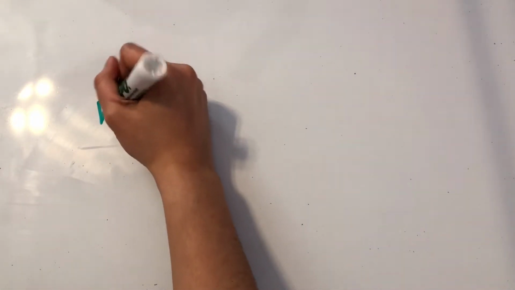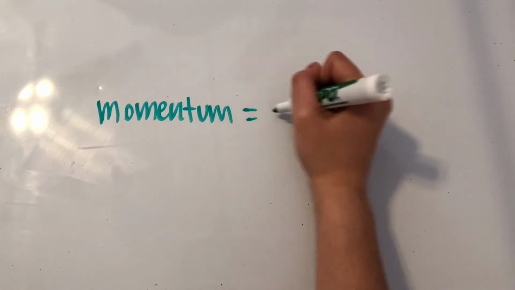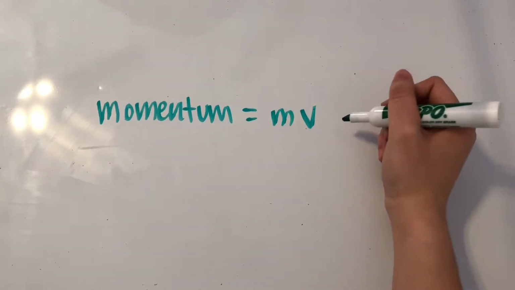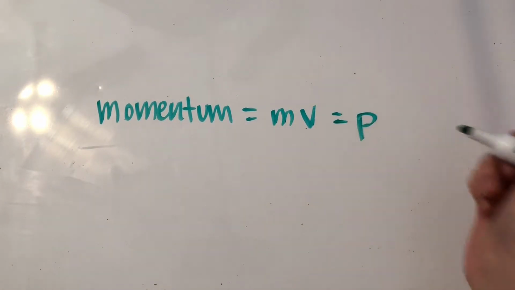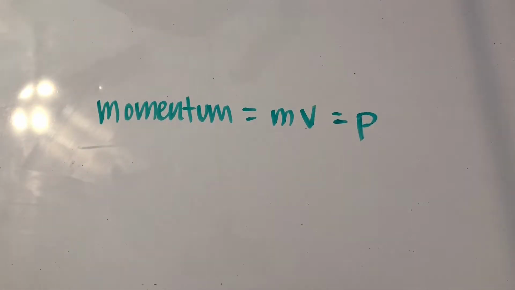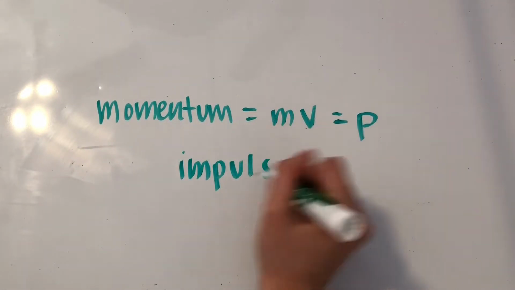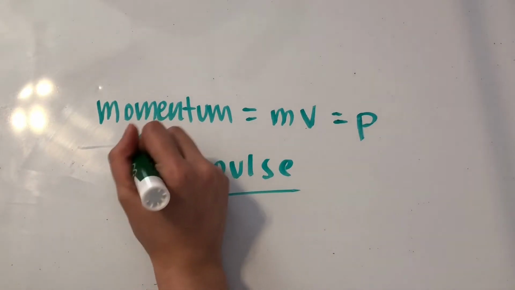So we already know that momentum is equal to the mass of an object times its velocity. And to shorten this, we can simply use the letter p. So p is equal to the momentum of an object. And now we're going to introduce a new kind of concept called impulse. And impulse causes a change in momentum.